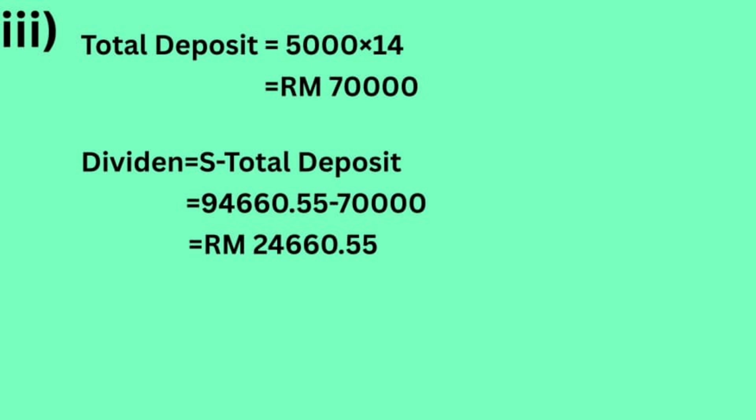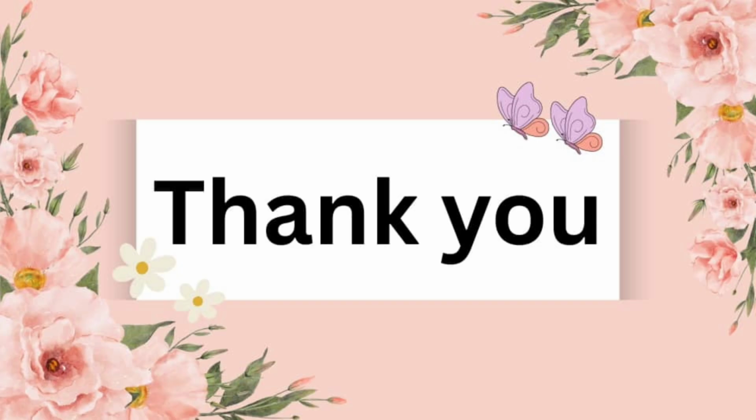And for D3 Roman, we need to find the total dividend in the mutual fund. The formula we will use for this question is dividend equals S minus total deposit. To find the total deposit, we use R times n. So the total deposit will be 70,000. Then substitute it into the formula. So the final answer will be RM24,655. That's all for us. Thank you.